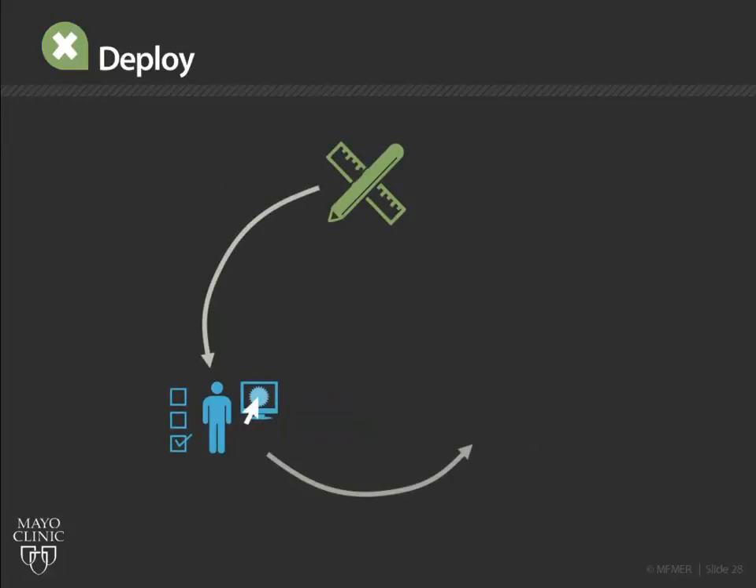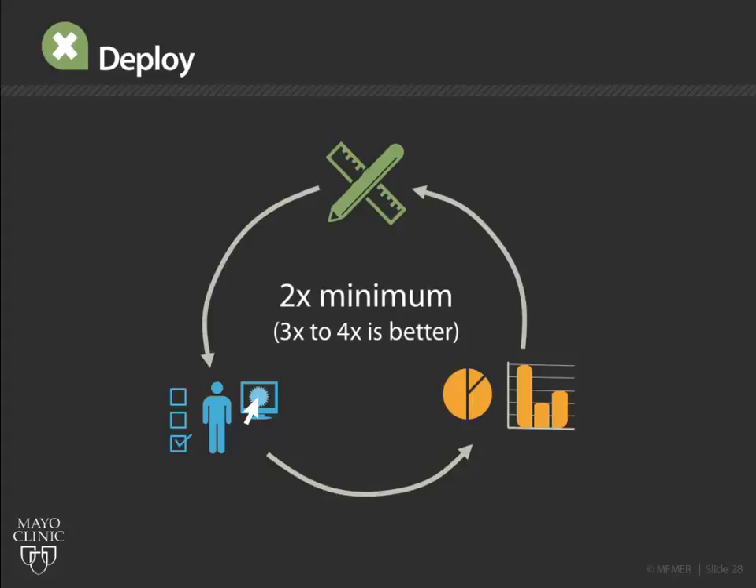This design, test, analyze cycle repeats itself for as many iterations as the project timeline and budget allows. As I've said before, twice is really the absolute minimum, but 3 or 4 times is much better. Every time around, new things are learned, new enhancements get added, and the overall quality goes up.